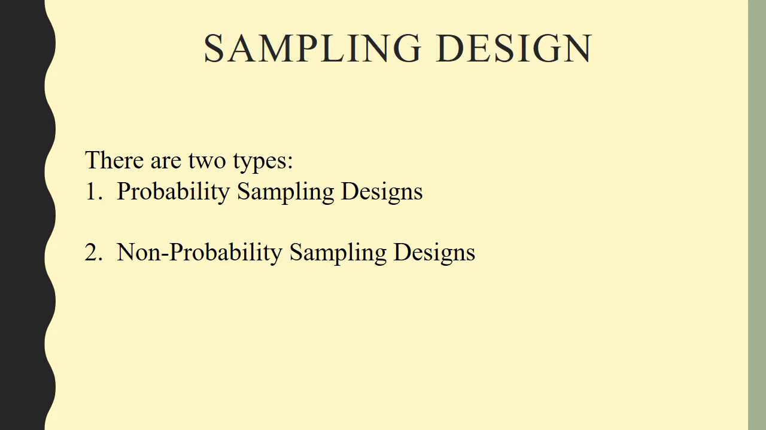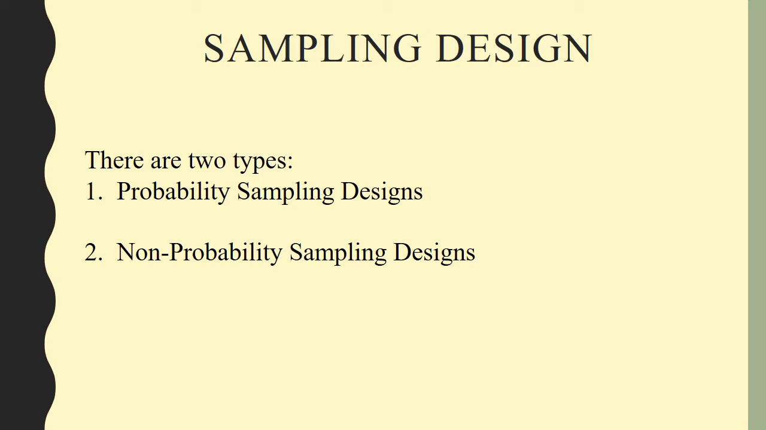Under probability sampling designs, there are 4 types: simple random sampling, systematic sampling, stratified random sampling, and cluster sampling. We will be dealing with all these 4 types in the next part of the video.